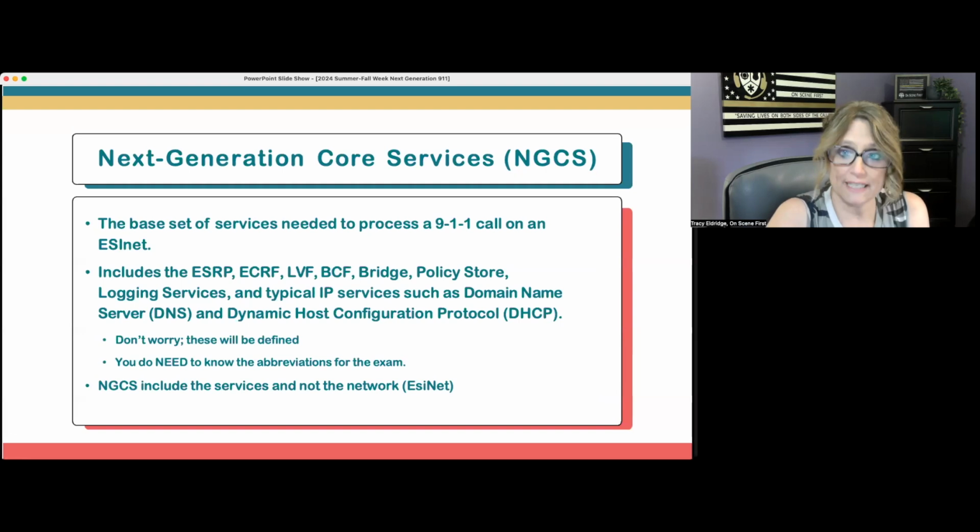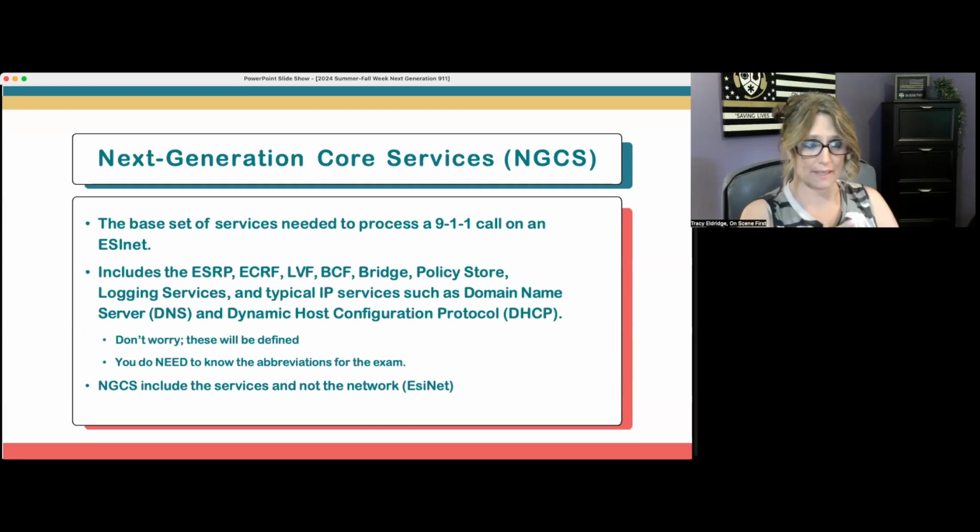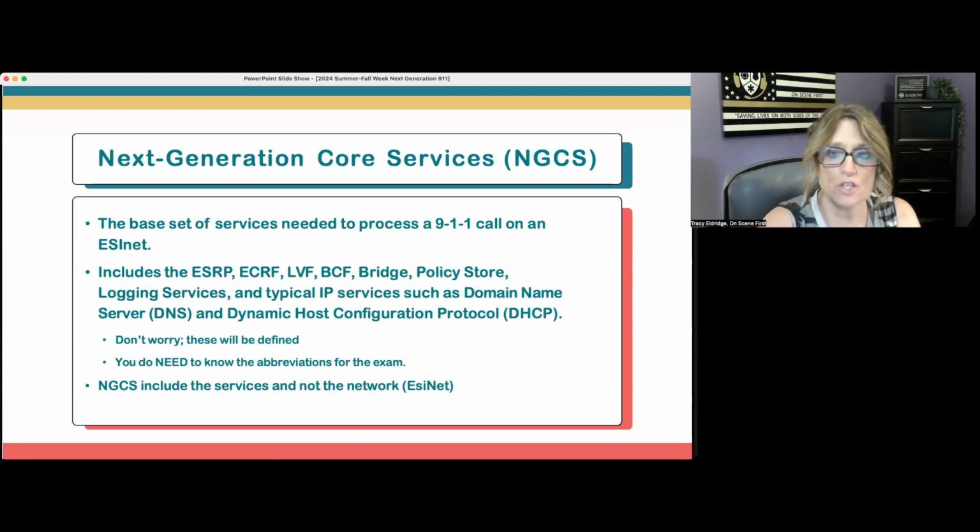You do need to know your acronyms, because what's going to happen is they're going to ask a question about ECRF, ESRP. They're not going to give you what it is. You need to know what the protocol is. Next gen core services include the services and not the network. But in a lot of cases, if you have a company that provides next gen core services, they're usually providing the ESInet as well.